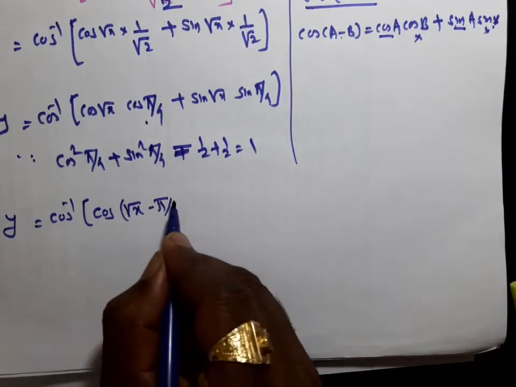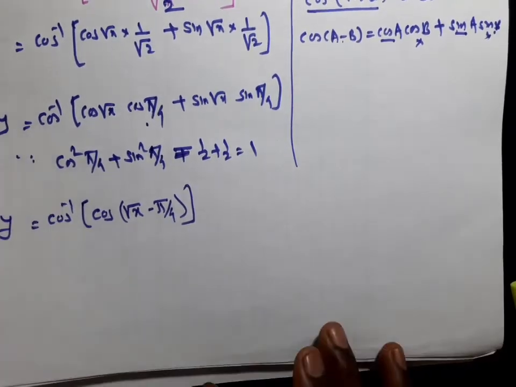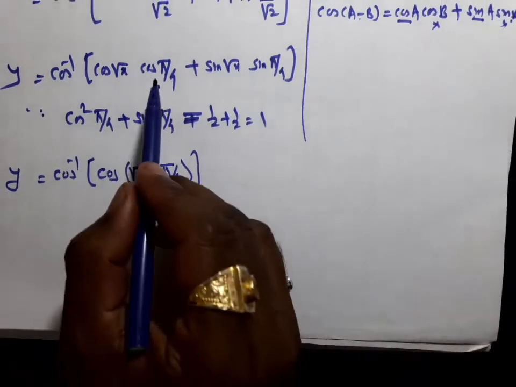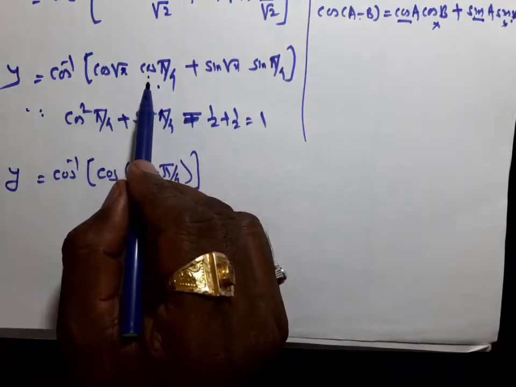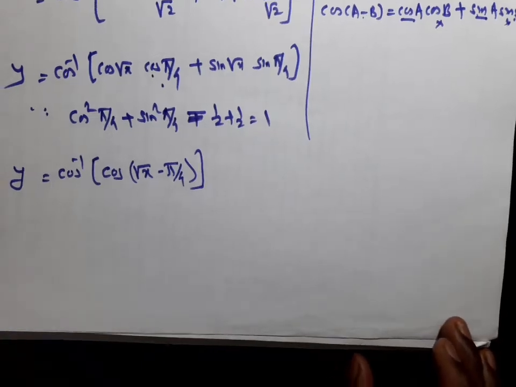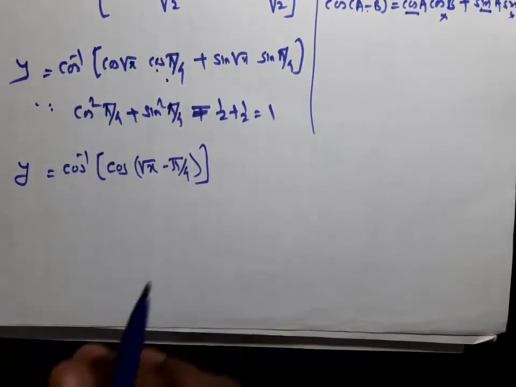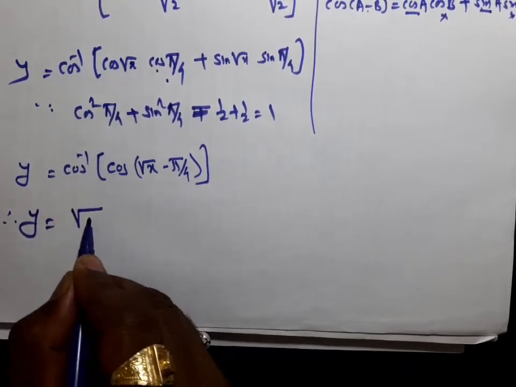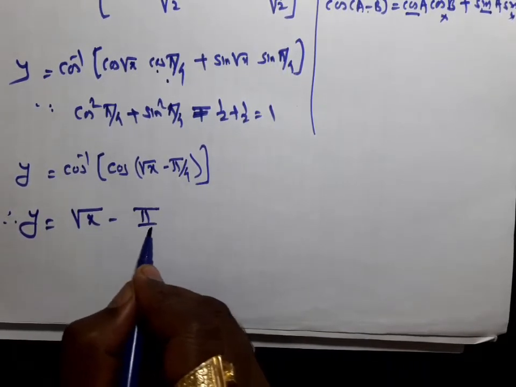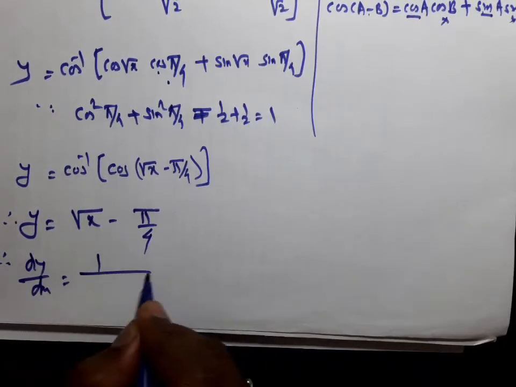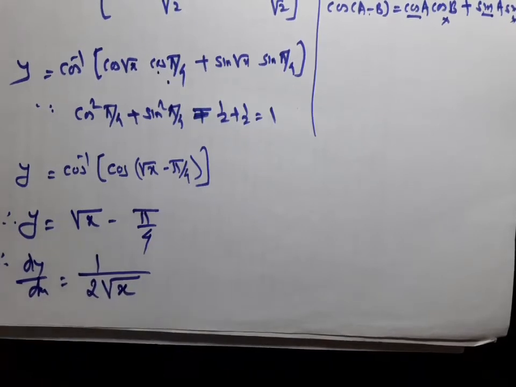minus pi by 4. See, if somebody cannot interpret, then you can take sine, the other method. That will be in terms of sine. Again, sine theta is cos pi by 2 minus theta. So be careful while converting these. And therefore y is equal to root x minus pi by 4, and therefore dy by dx is 1 upon 2 root x.